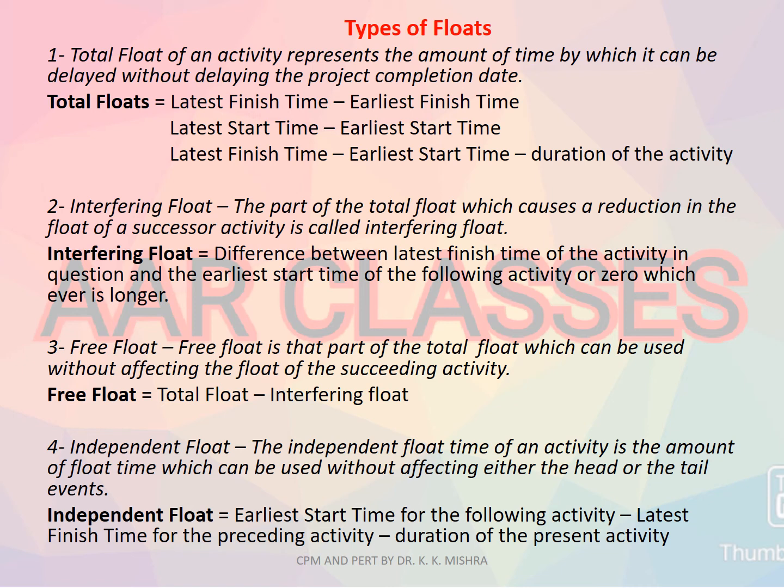Second is interfering float. The part of the total float which causes a reduction in the float of a successor activity is called interfering float. That is equal to the difference between the latest finish time of the activity in question and the earliest start time of the following activity, or 0, whichever is longer. Third, free float. Free float is that part of the total float which can be used without affecting the float of the succeeding activity. We can calculate it by subtracting interfering float from total float.